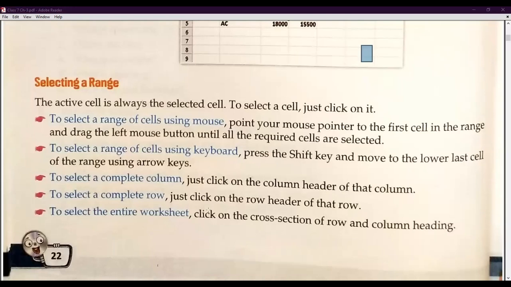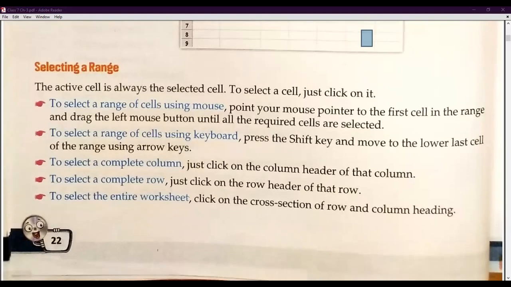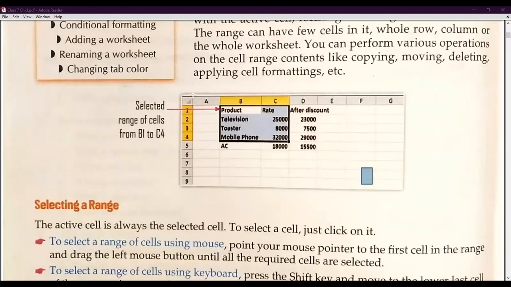To select a complete column, you need to click the header of that column. And to select a complete row, you just click on that row header. And to select the entire worksheet, if you want to select the whole worksheet, look here where I am pointing. If you click on this, the whole worksheet will be selected.